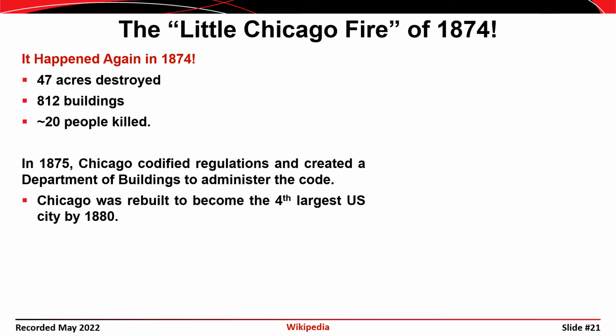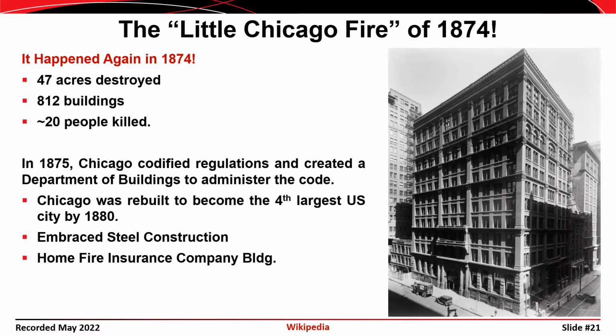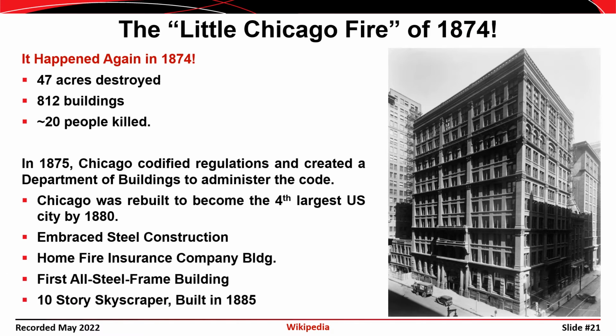Chicago was rebuilt again to become the fourth largest city by 1880, which is quite a feat. They embraced the idea of steel construction. The Home Fire Insurance Company building was one of the first steel buildings in the United States. This building has a steel core and a masonry or stone outside facade. So therefore, it became the first all-steel skyscraper in the United States, built in 1885.